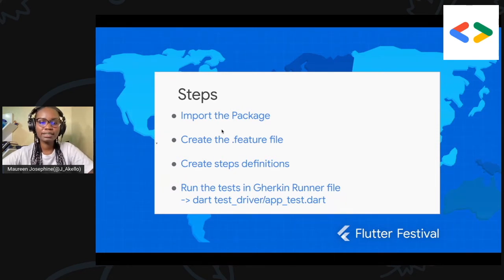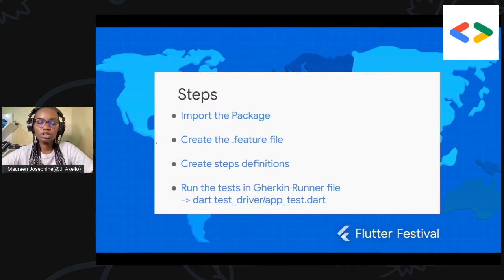First things first, you need to import the package, the Flutter Gherkin package. After that, you create the .feature file. These feature files are where you're going to write your test scenarios to validate the behavior of an application, like pressing a button or showing an image or anything.